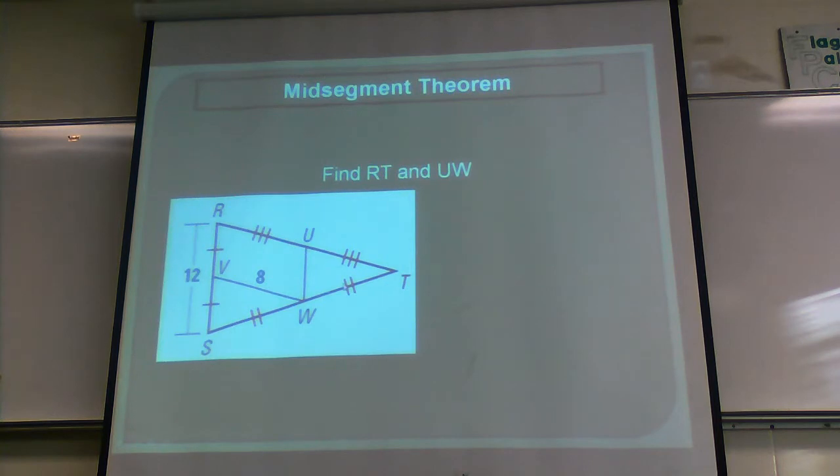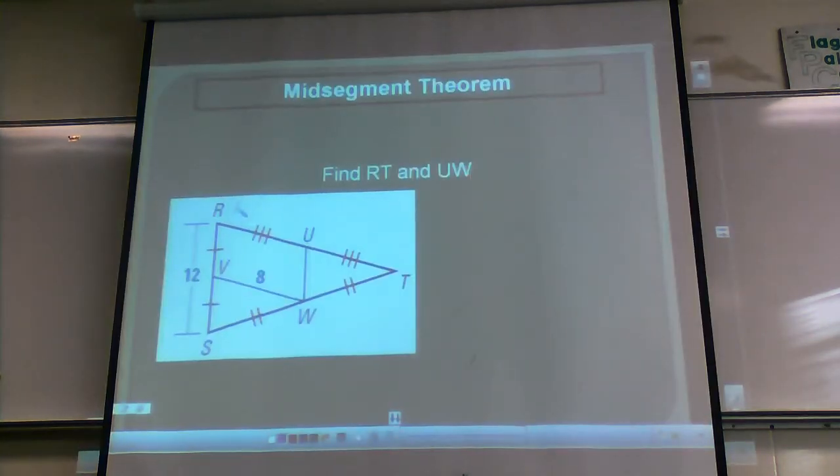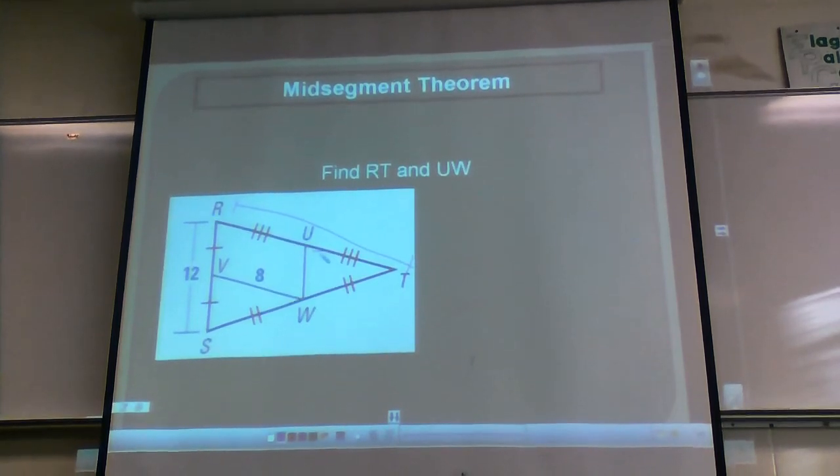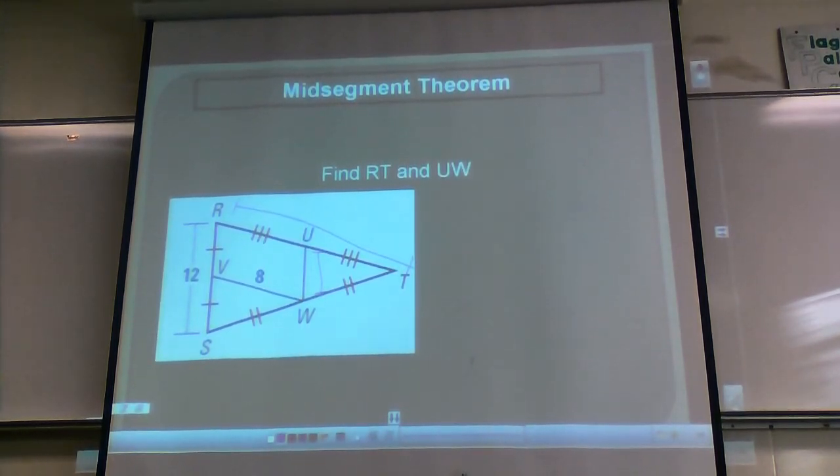So this question just asked me to find RT, which is this one right here. Guess what they should be? UW is 6. Why is it 6? It's half of 12, right? So these two right here are the parallel. And the whole reason I can do that is because that's a midpoint because these two are congruent. That's a midpoint because these two are congruent. That makes that a mid-segment, which means I can then do all that. Okay? So that's 6.